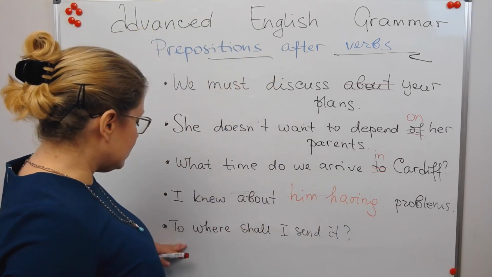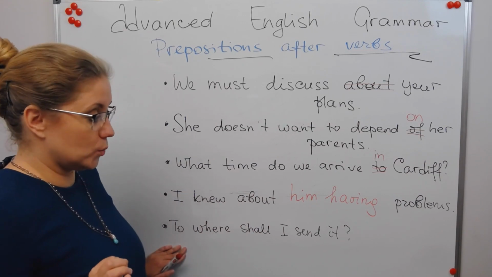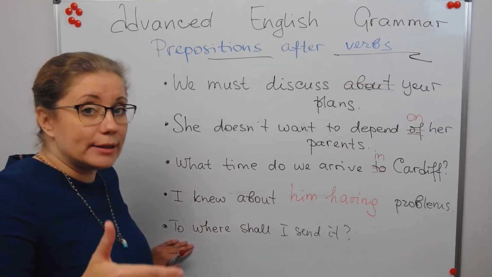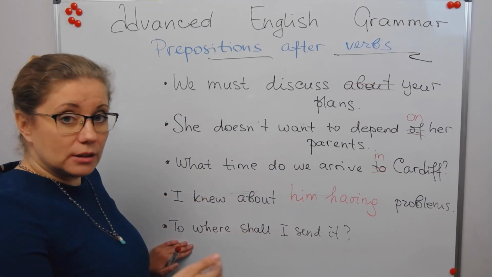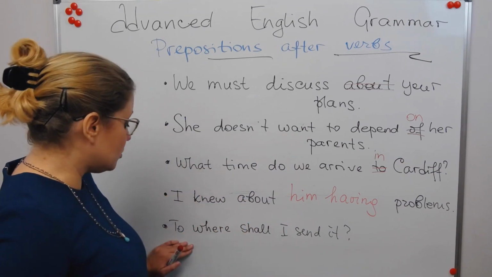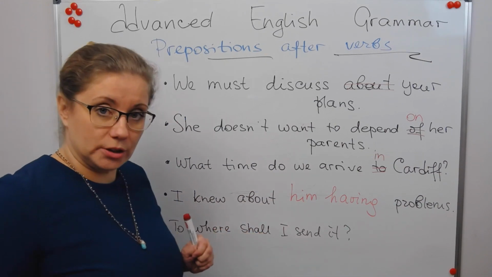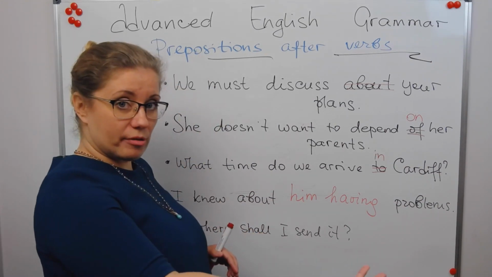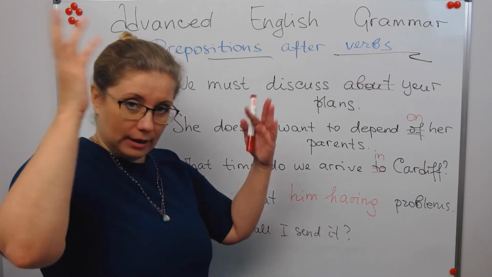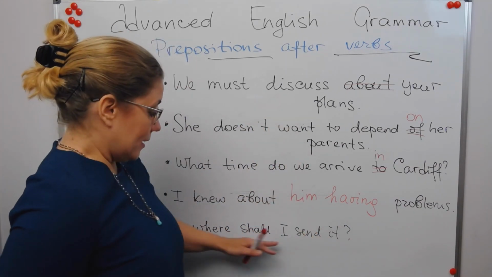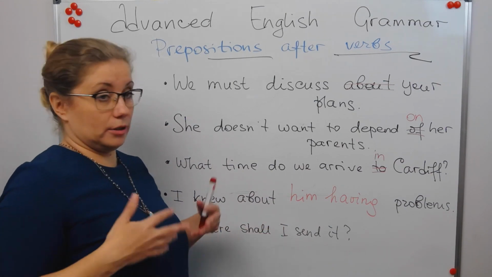Good. And the last one, probably the most confusing. So in many languages we say it like that, and when you translate it into English, you also try to say it like that. You say, to where shall I send it? Showing the direction, prepositional direction. Shall I send it? I don't know, some parcel. You will hear this question typically in a shop.